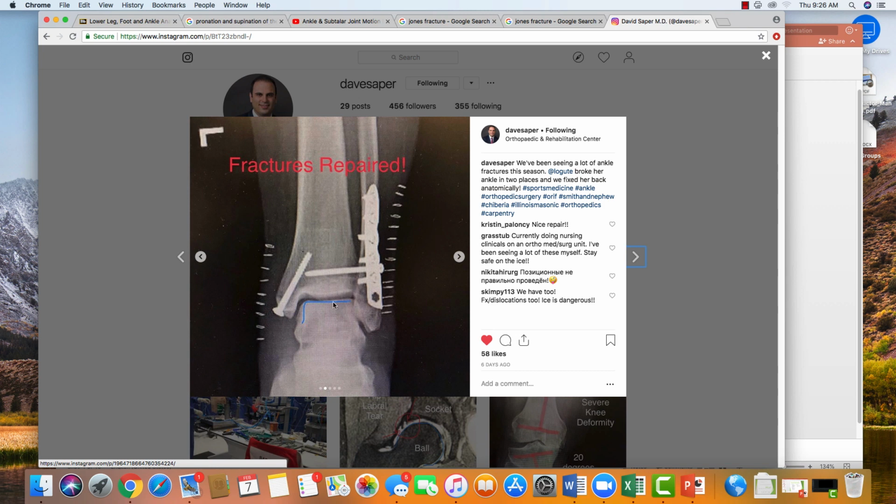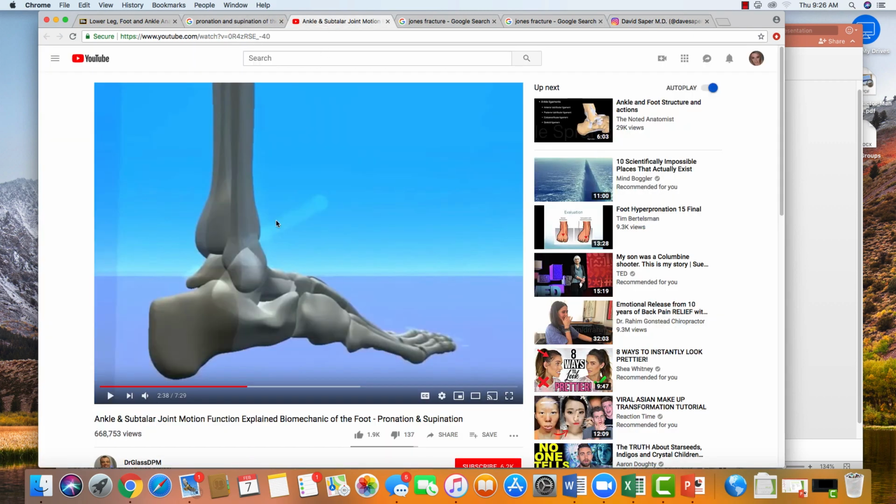You can see here the nice difference in the mortise joint, where you have this nice even space all through the talocrural joint, the bottom of the tibia articulating with the top of the talus. So really nice repair by Dr. Saper there.